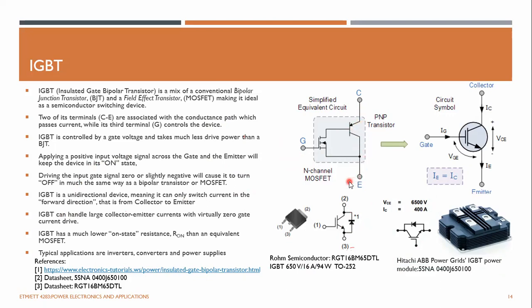However, compared to MOSFETs, the on resistance is very low in IGBTs. Compared to an equivalent MOSFET, the RDS on is very low in IGBTs. So they are typically used in inverters, converters, and power supplies.